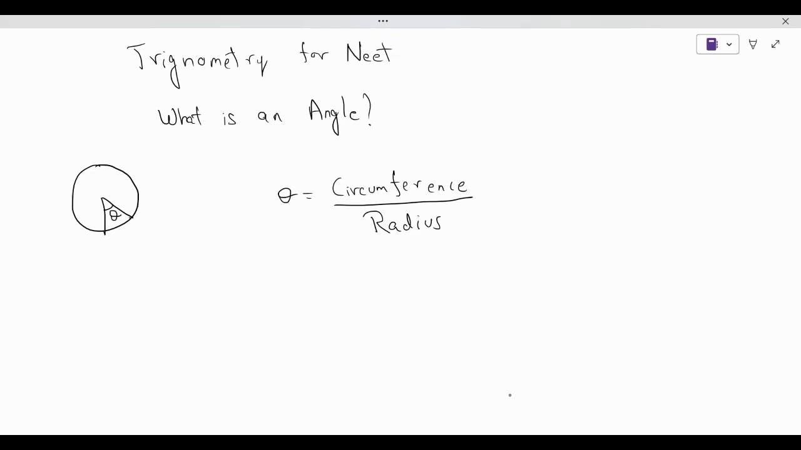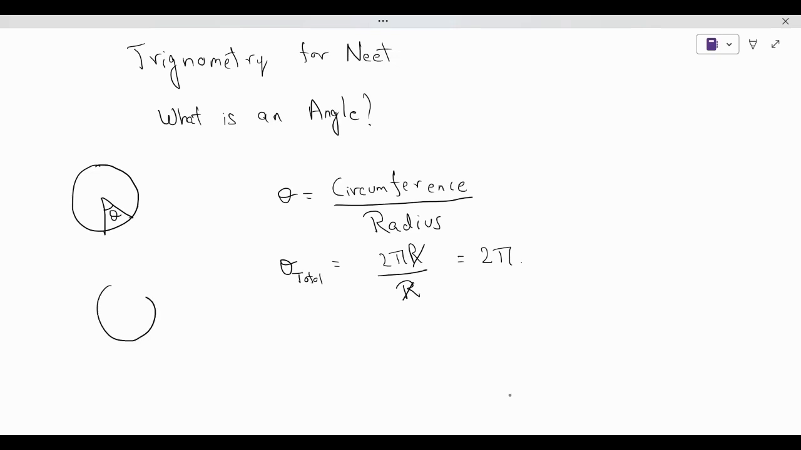Fine. We'll first see what is the total angle of the circle. The total angle is the circumference of the circle, which is equal to 2 pi r, divided by the radius of the circle r. These two cancel and we get 2 pi. So the total angle of the circle is 2 pi.